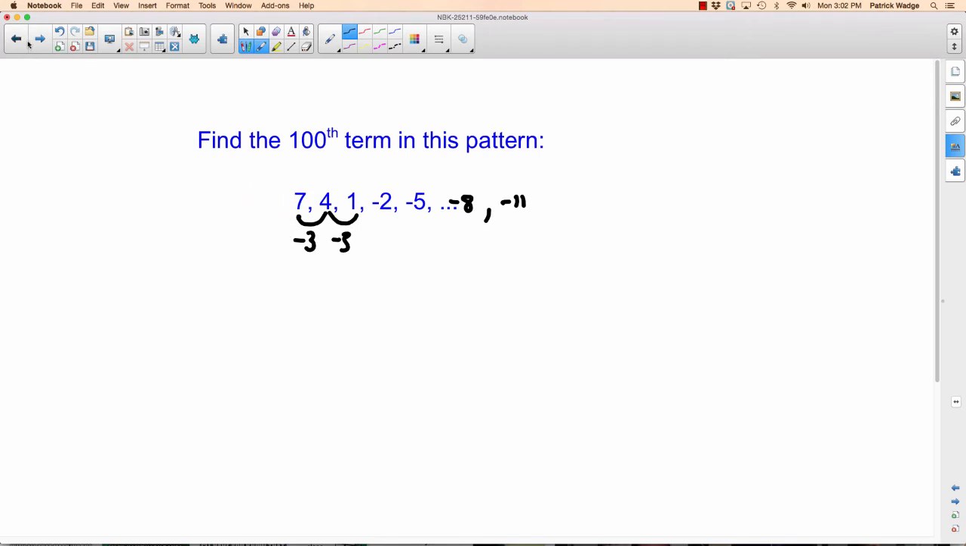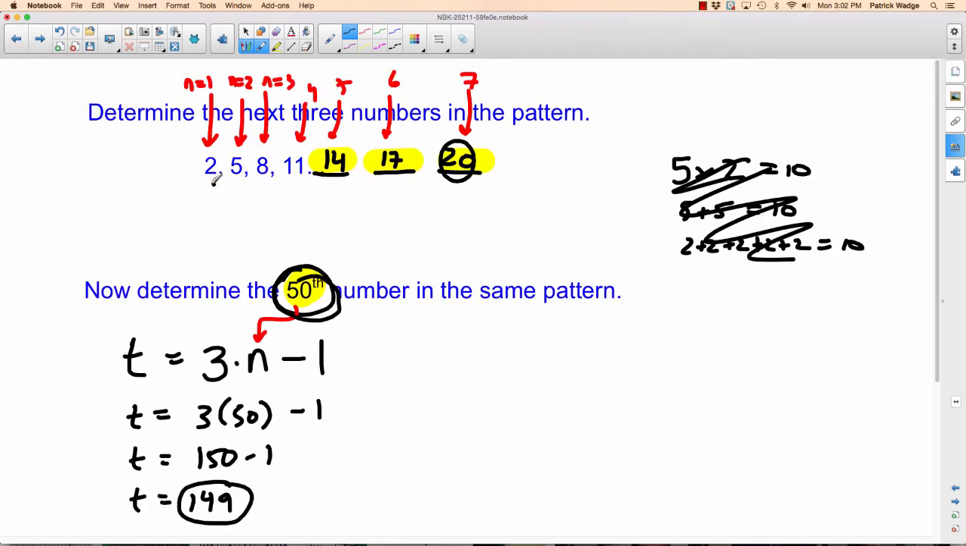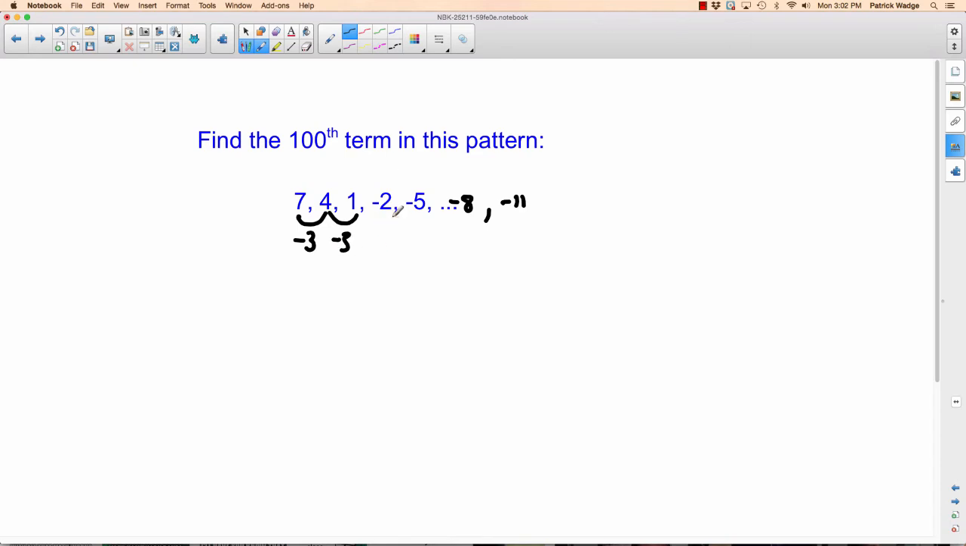Remember what we did back here? Once we found that it went up by 3 and up by 3 and up by 3, we multiplied 3 times n. Guess what you're going to do when it goes negative 3, negative 3, negative 3? You're going to multiply by negative 3. So you have negative 3n, or negative 3 times n. Like before, we'll say that t is equal to this. And now you just have to see, did this work? Sometimes you'll luck out and that'll be the whole formula.